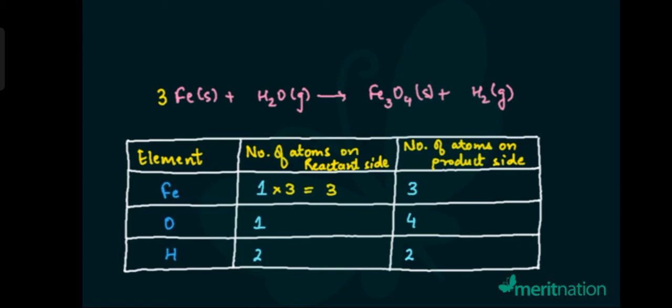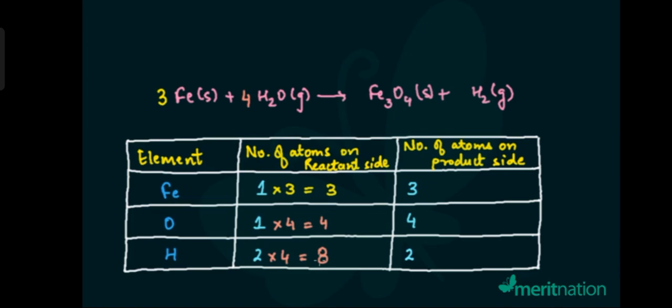So to balance the number of oxygen atoms on reactant and product side, we will need to multiply water with 4. And in doing that, we change the number of oxygen atoms from 1 to 4 on reactant side, and there is no effect on the number of oxygen atoms on the product side. However, as we can now see, the number of hydrogen atoms on the reactant side has changed from 2 to 8. So in order to balance the oxygen atoms, we increase the number of hydrogen atoms as well. Now we need to balance them too.